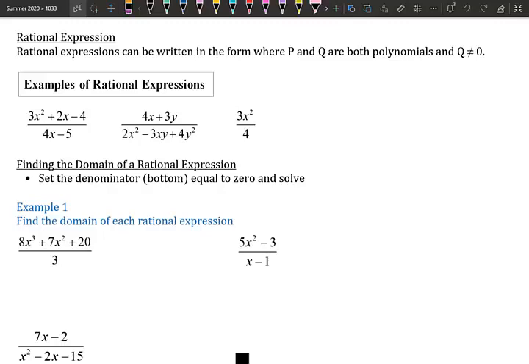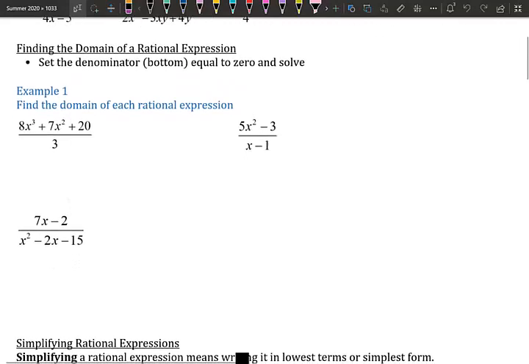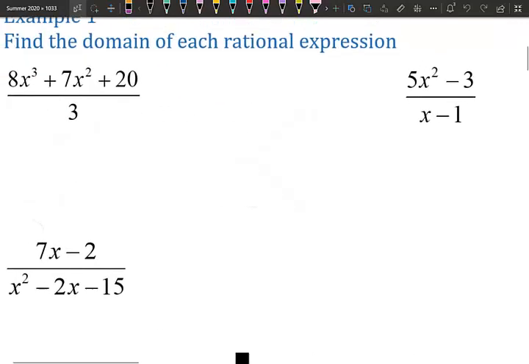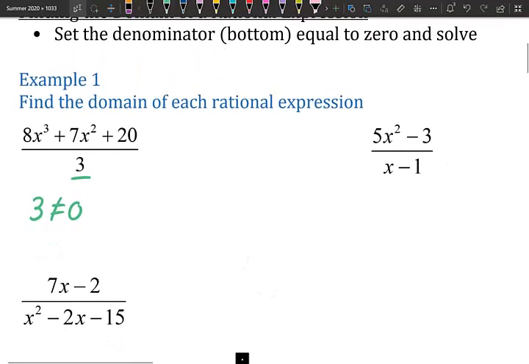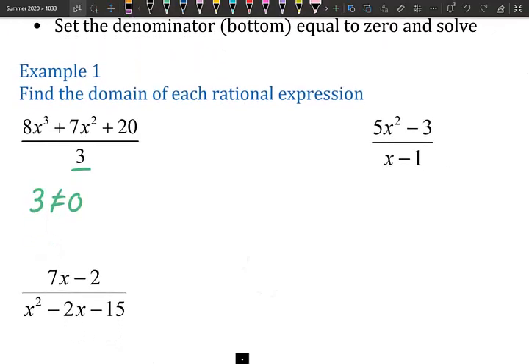To find the domain, you set the denominator, which is the bottom, equal to 0 and solve. We set the bottom equal to 0 because the bottom cannot be 0. That's undefined. So we need to know what makes the bottom work or not work. So no matter what, we just set the bottom equal to 0. So the bottom can't be equal to 0.